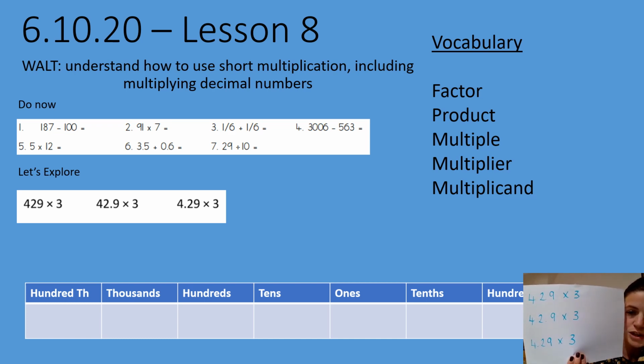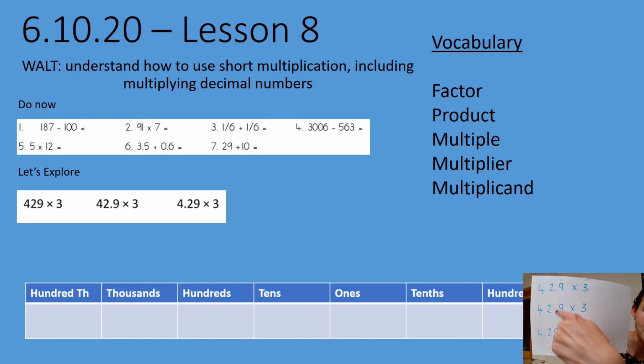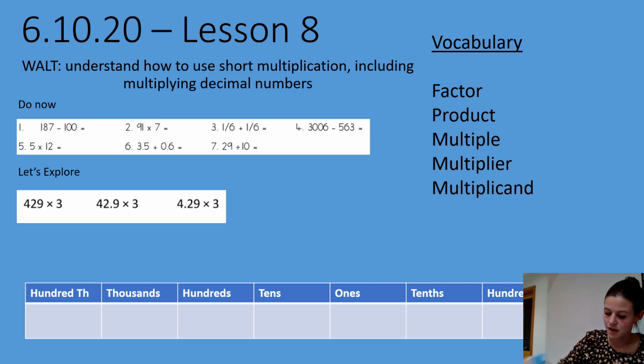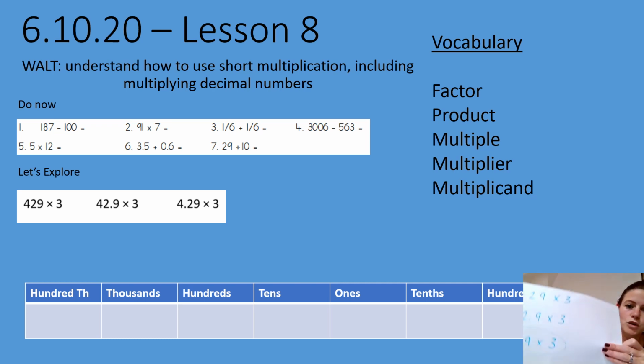And in the Let's Explore, you're unpicking those numbers. What is the same? What is different about those 3 calculations? Which one is the largest? Which one is the smallest? You can hopefully see straight away that the multiplier is the same in all 3. You're multiplying by 3 each time. But what's different about the multiplicand? And I want you to pay particular focus to this one here, the last equation.